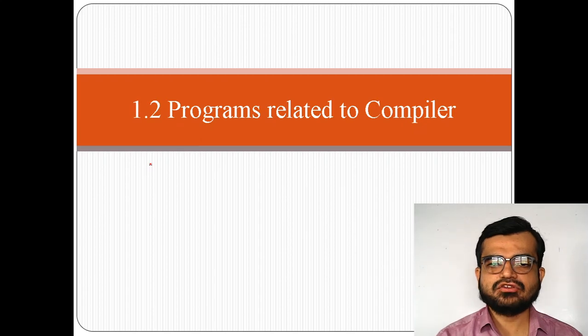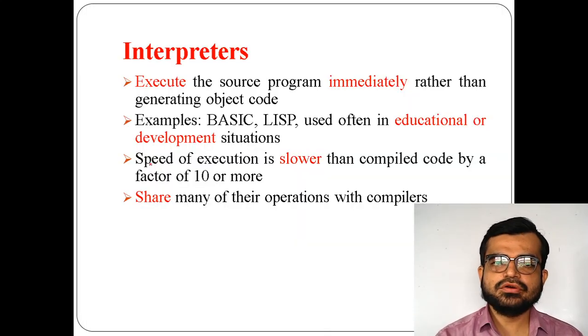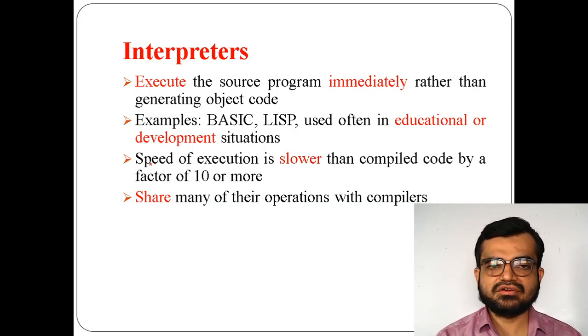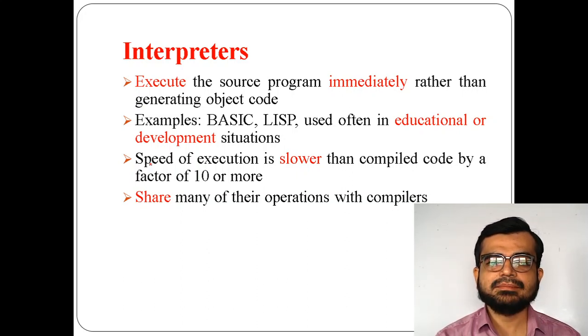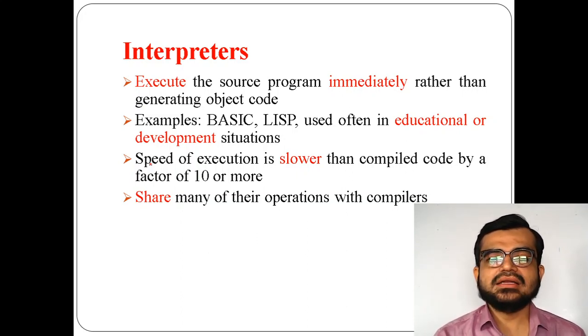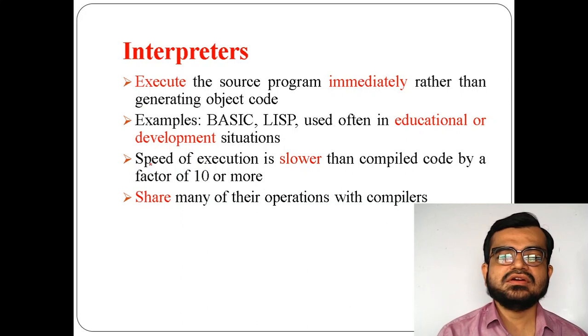Now going to the next topic: programs, that means the software related to the compiler. You know the interpreter is also like a compiler; an interpreter is also a translator. But there is a difference between interpreter and compiler, as you might already be aware. In an interpreter, instead of generating object code, it simply executes the code. In a compiler, the source code is converted into object code.